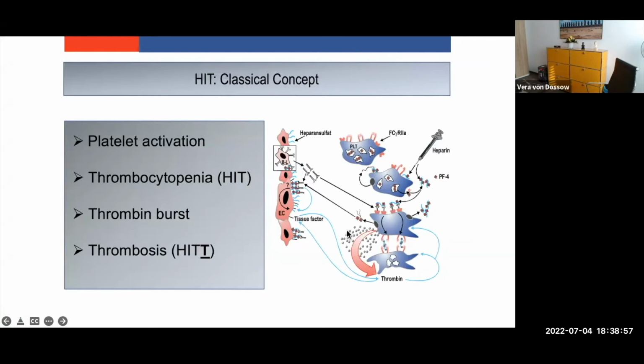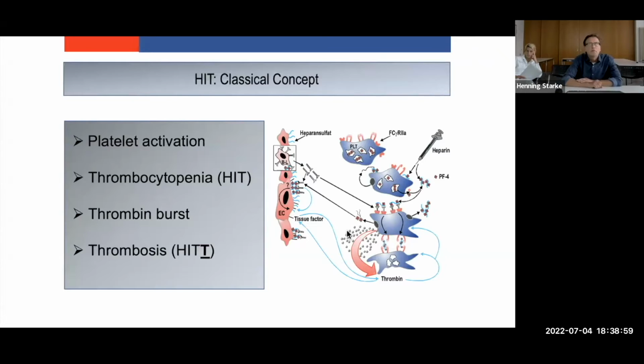So HIT has been a big topic in cardiac surgery for more than 25 years, and the concepts have changed. When I started, there was a classical concept. The HIT immune complexes bind to the immune receptor of the platelets. Platelets are activated, platelet count decreases, the activated platelets release thrombin, and the thrombin burst causes thrombosis.